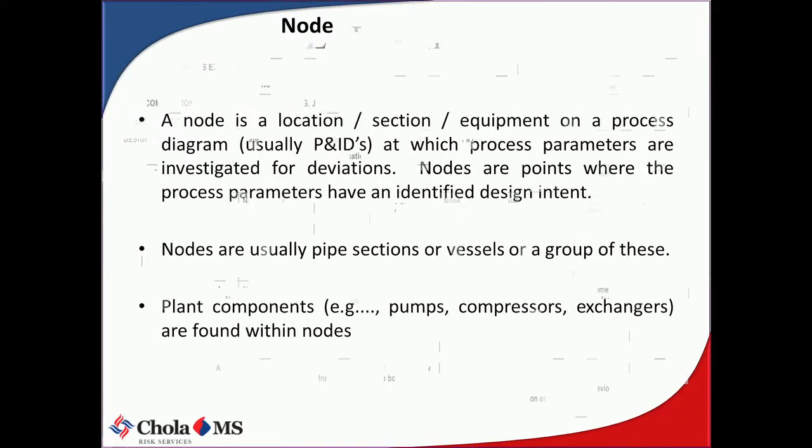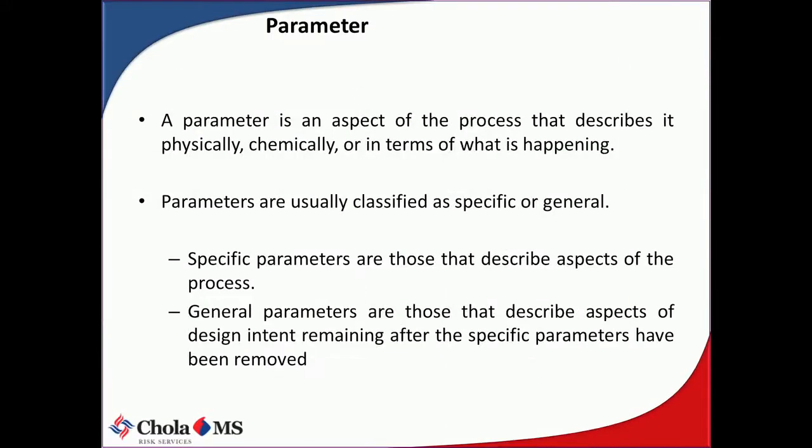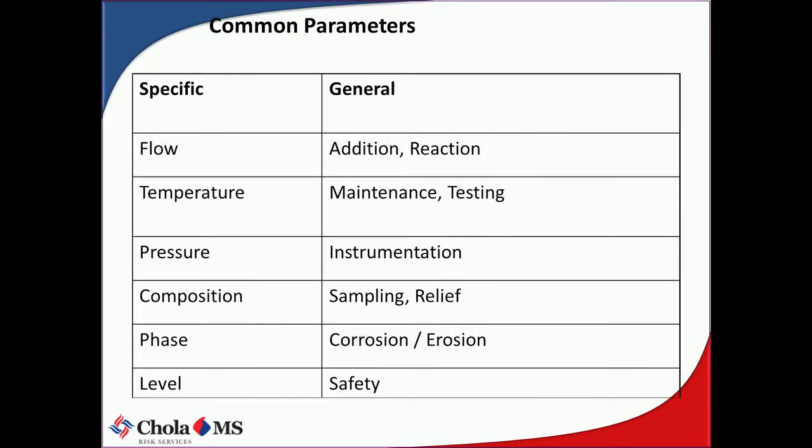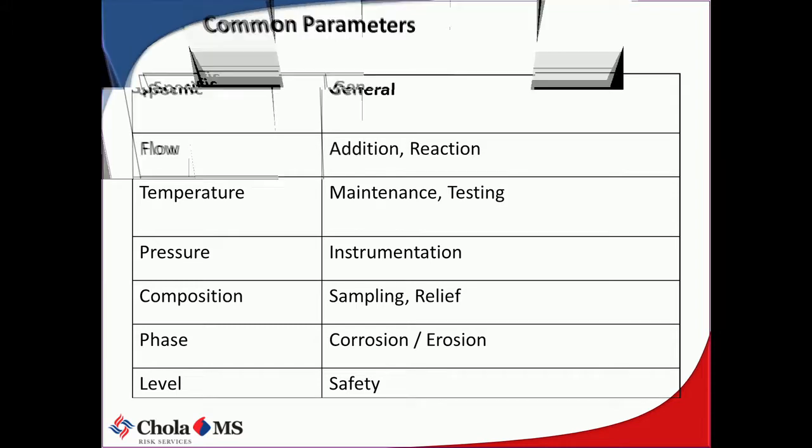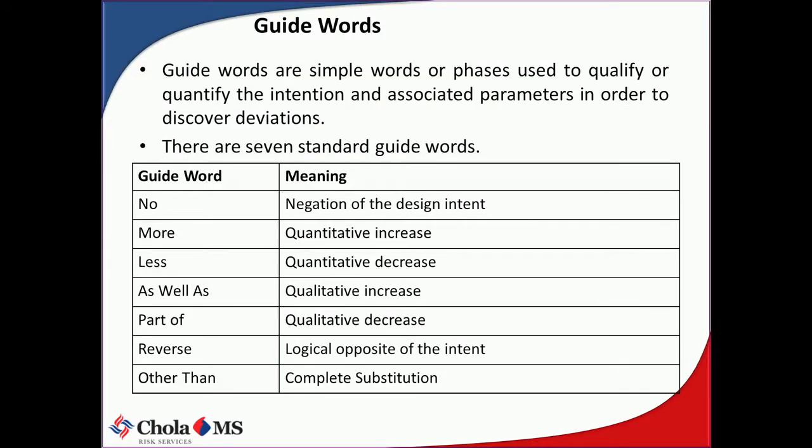I will take an example of it. So node, I already told you, can be a pump, compressor, anything. Parameters, these are the common parameters: flow, temperature, pressure, composition, phase, level, addition, all these things. And these are the guide words: no, more, less, as well as, part of, reverse, other than.